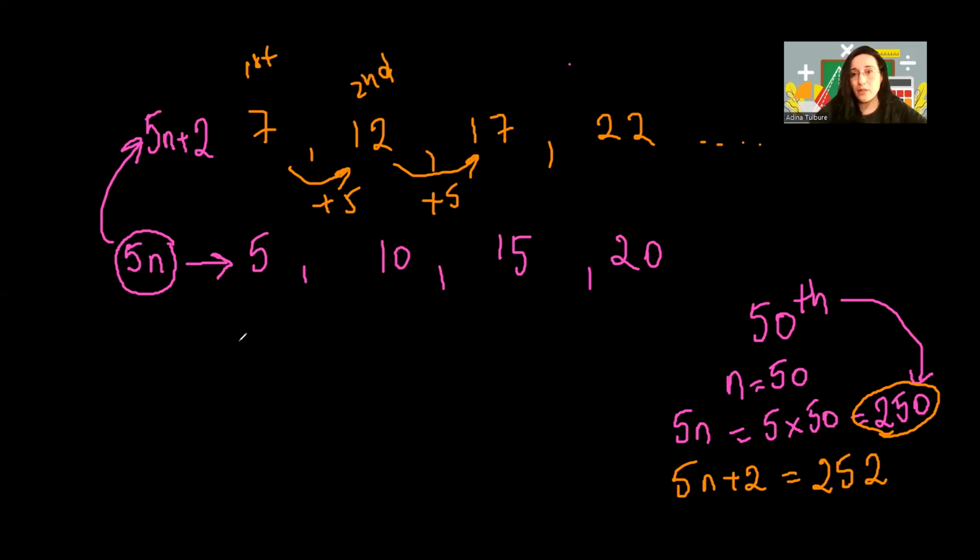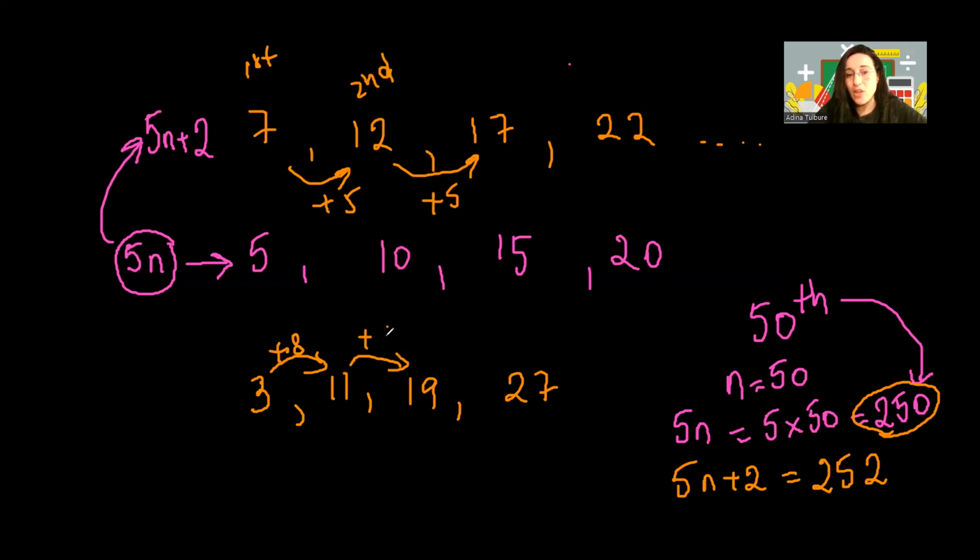Okay, what about, let me give you another sequence, for example, 3, 11, 19, 27. What do we look at the beginning? The gap. So what did I do? I added 8 every time. So this is definitely an 8n sequence. Okay, let me write the 8n sequence down. That will be 8, 16, 24, and then 32, and so on, okay?